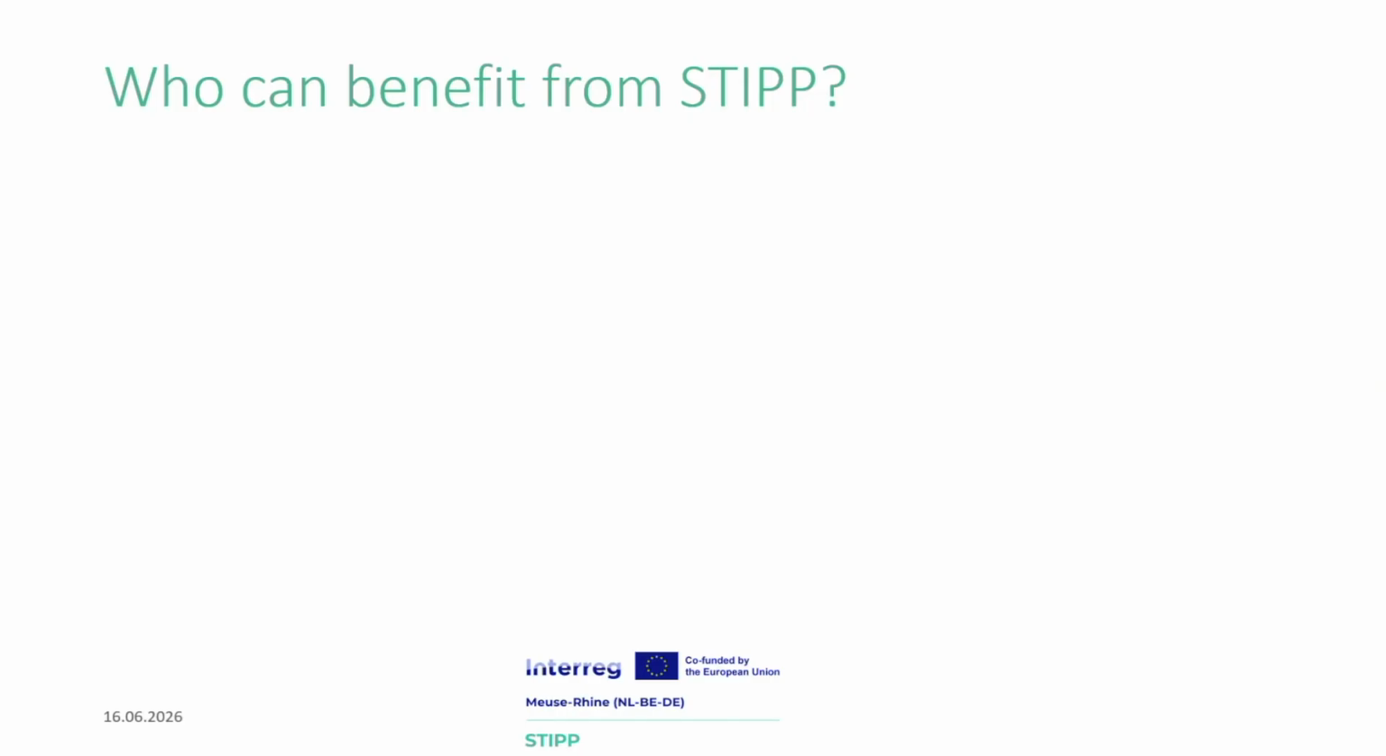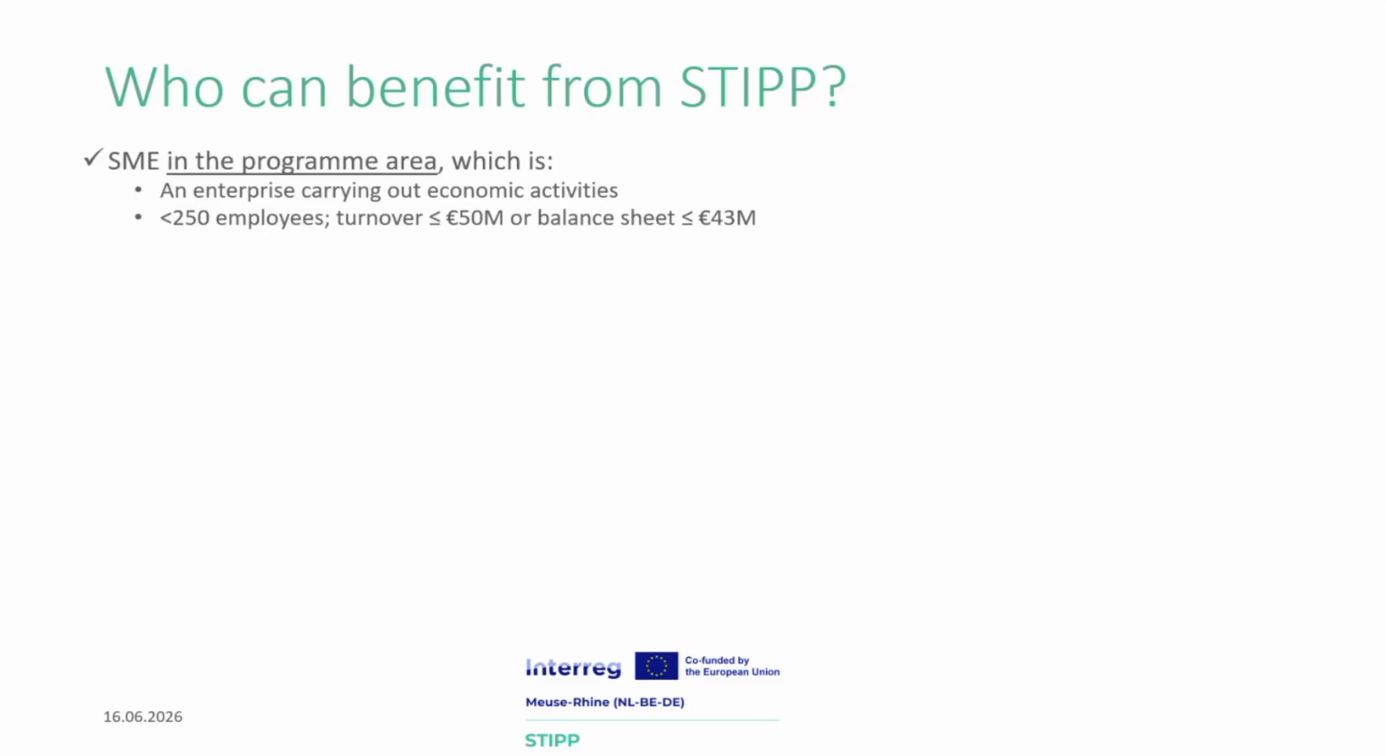So who can benefit from STIPP? We are focusing on SMEs in the program area. We use the European definition of SMEs, so that means that it should be an enterprise carrying out economic activities, with less than 250 employees, and a turnover of less than 50 million, or a balance sheet of less than 43 million.